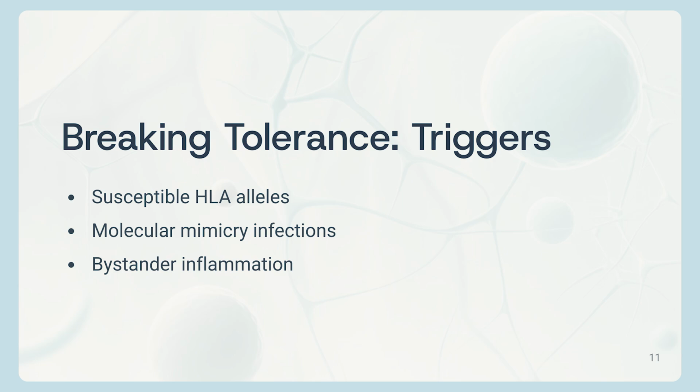Another important trigger is called bystander inflammation. Here, local inflammation from an infection can unintentionally activate nearby self-reactive immune cells. So these triggers, both the genetic and the environmental triggers, can lead to the breakdown of self-tolerance. So I've made a video on immunotolerance, which I will link in the description.